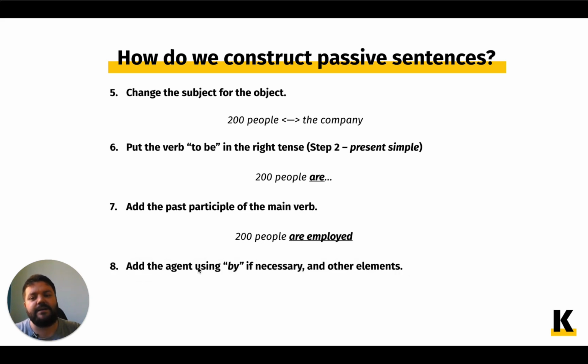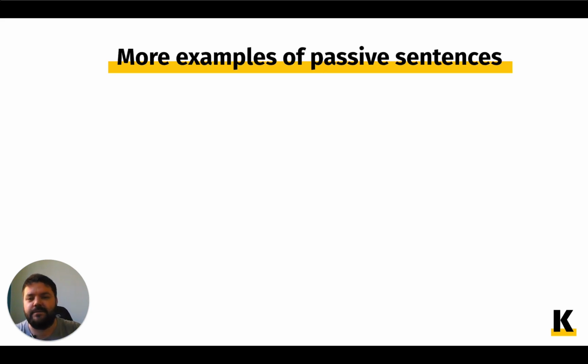And finally, we can add the agent by using the preposition by if it's necessary. And we can also add the other elements if there are any. In this case, 200 people are employed by the company. All right, so that's the process. I think it's pretty simple, but I just divided it into steps so you can understand exactly what's happening when transforming from active to passive.